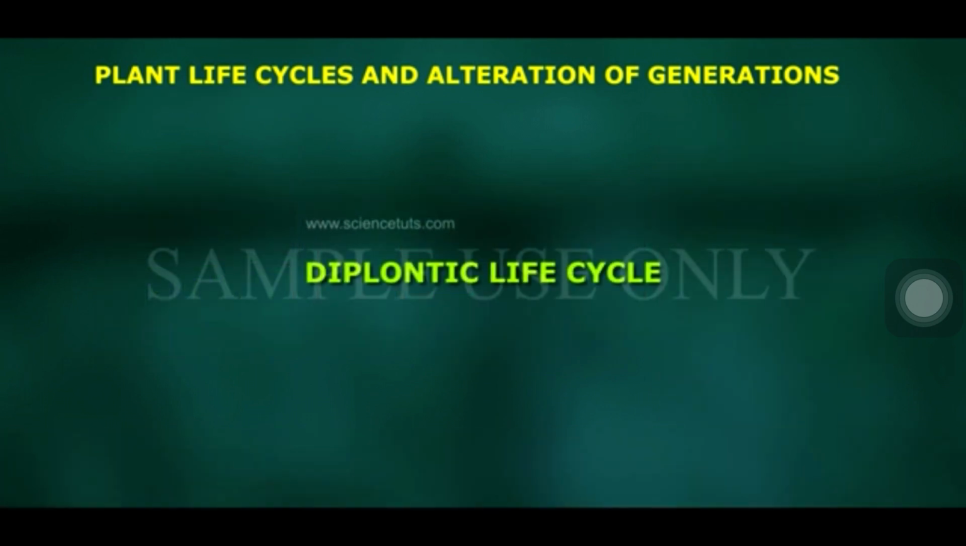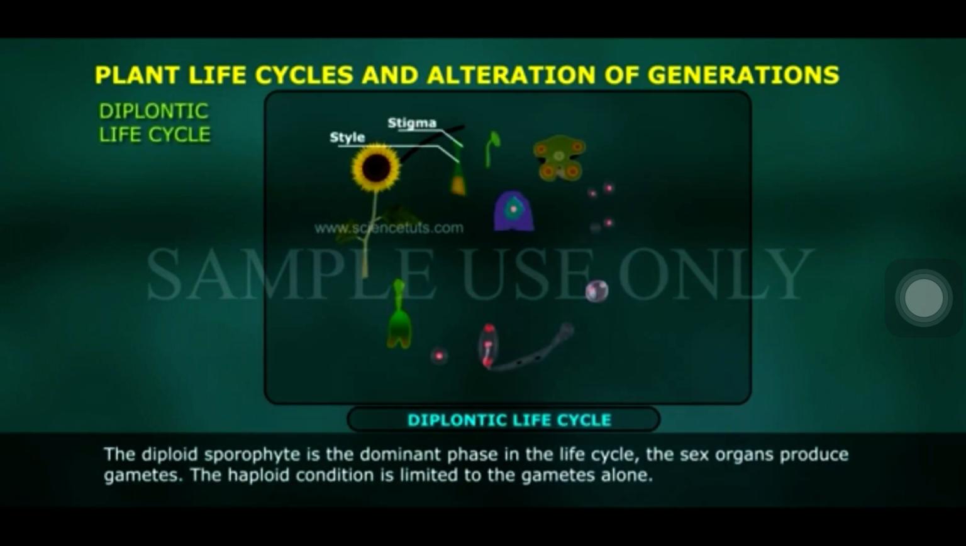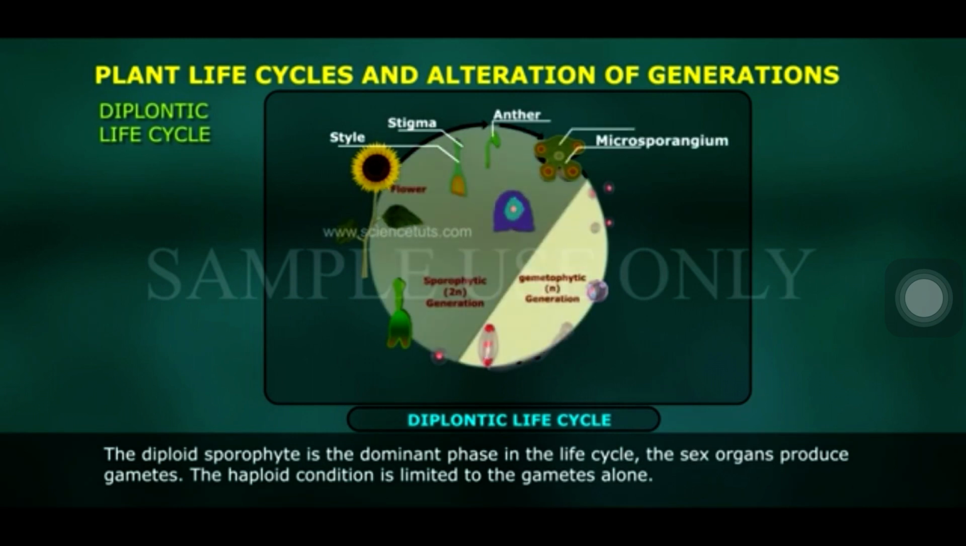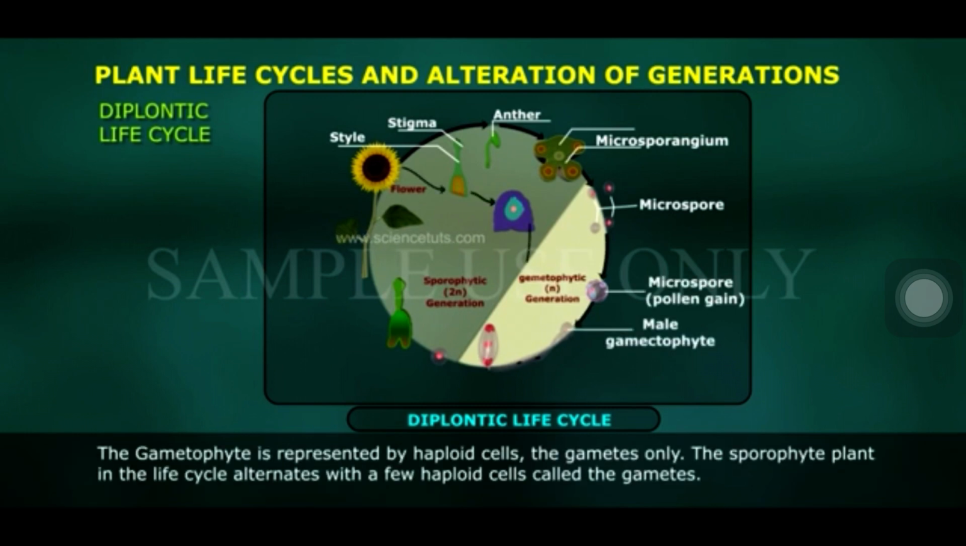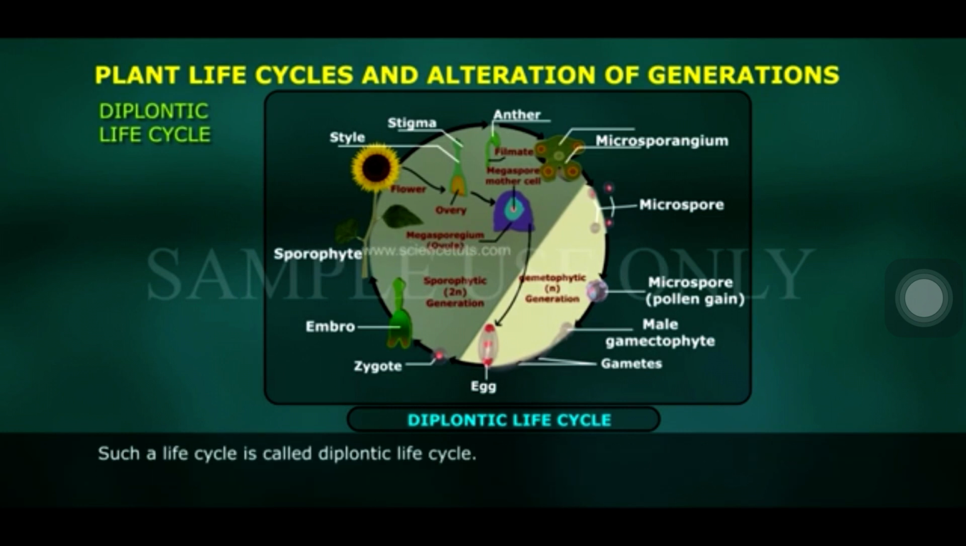2. Diplontic life cycle. The diploid sporophyte is the dominant phase in the life cycle. The sex organs produce gametes. The haploid condition is limited to the gametes alone. The gametophyte is represented by haploid cells, the gametes only. The sporophyte plant in the life cycle alternates with a few haploid cells called the gametes. Such a life cycle is called a diplontic life cycle.